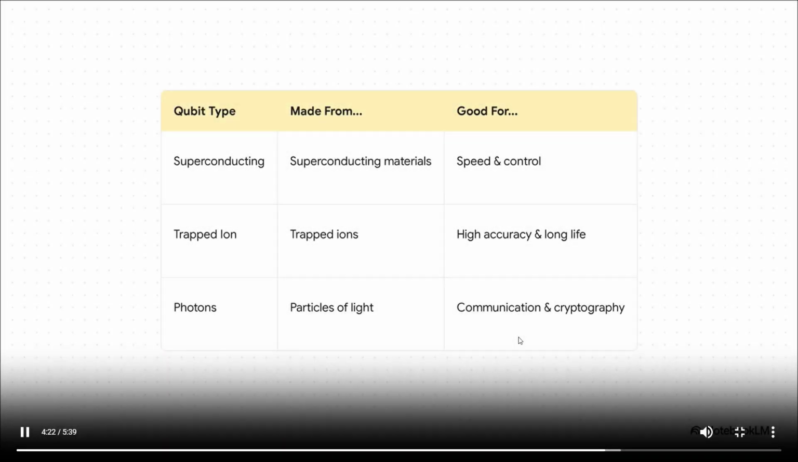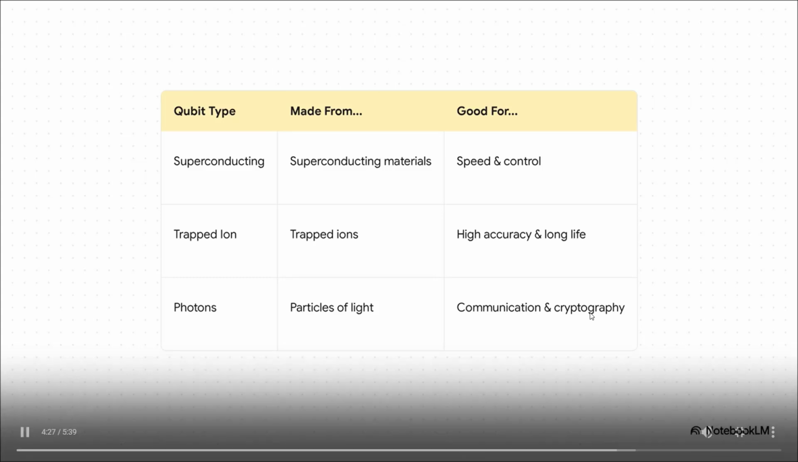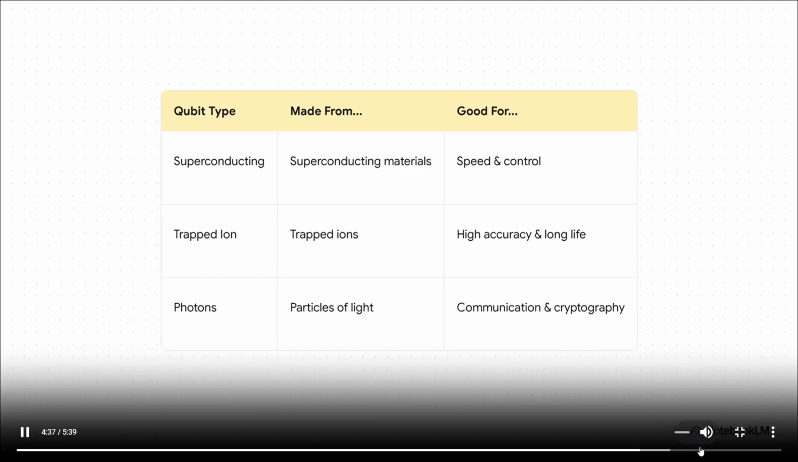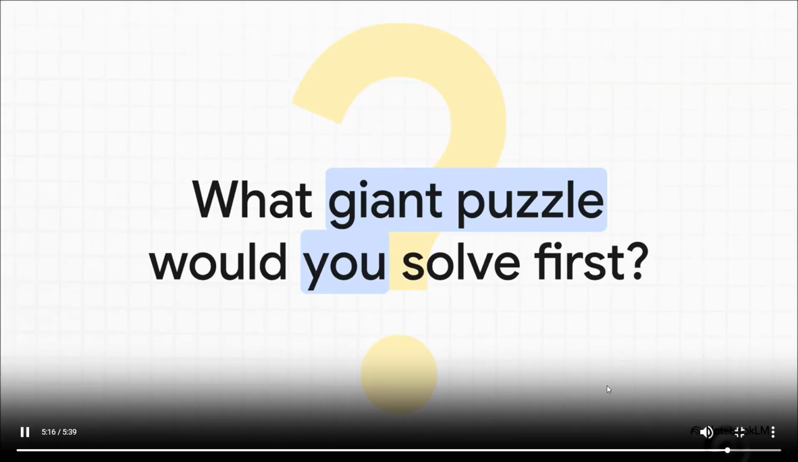World do you build a real qubit? Well, scientists have a few amazing ways to do it. They can use these super cold, super fast circuits. Or they can use powerful lasers to trap a single tiny particle, an ion. They can even use particles of light itself, called photons. And as you can see, each type has its own final thought for today.